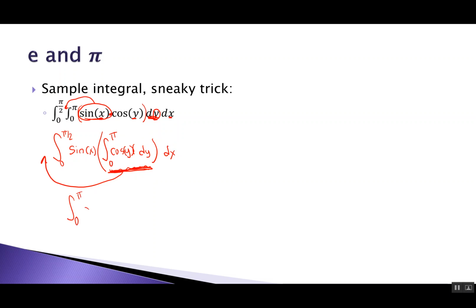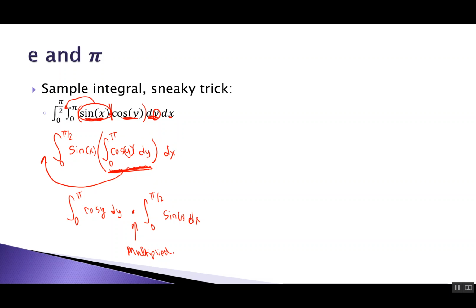So the integral from 0 to pi of cosine of y dy times the integral from 0 to pi over 2 of sine of x dx. And now these are multiplied together. Very sneaky. You can't do this all the time. Only in this special case where one function only has one variable and the other function only has another variable and they're multiplied. If these were added, no go. You would still have to do the integral.